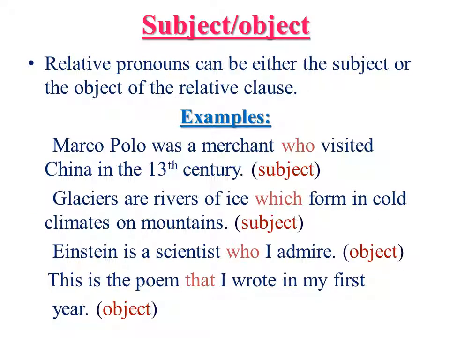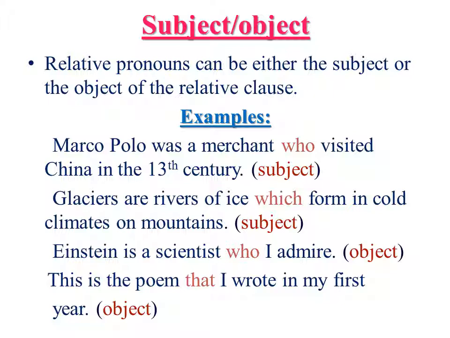So relative pronouns can be either the subject or the object of the relative clause. As we talked about and saw in the beginning of this video, relative clauses are introduced by relative pronouns. And relative pronouns can be either the subject or the object of these relative clauses. Examples: Marco Polo was a merchant who visited China in the 13th century. So here, the relative pronoun is the subject of the relative clause.